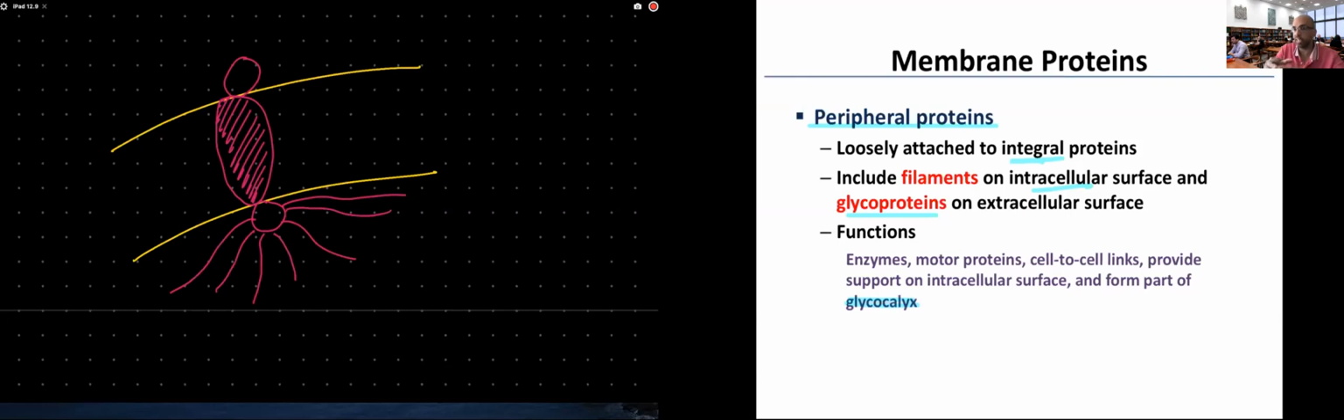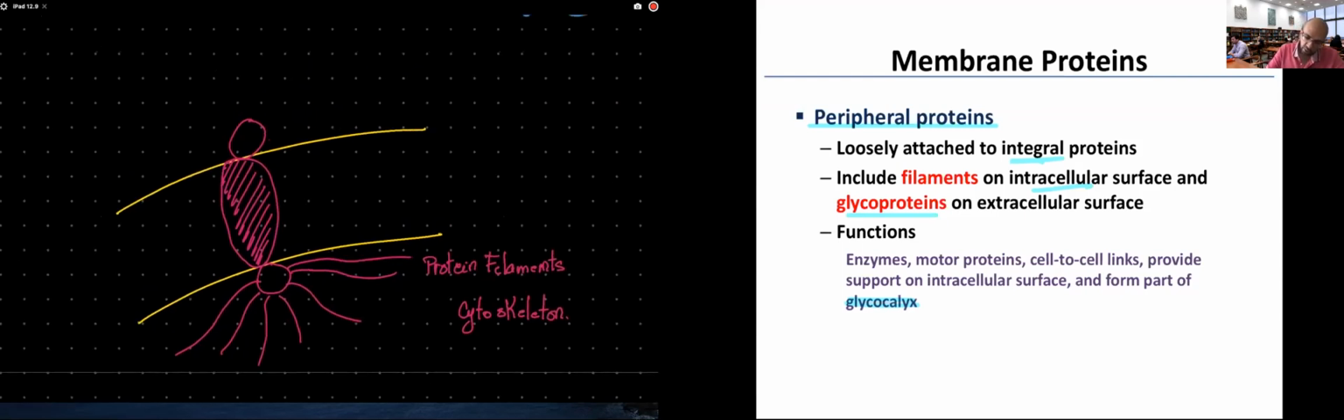So your cell has a skeleton like yours, but those are formed of protein filaments. And all those protein filaments together are what we call the cytoskeleton, the skeleton of the cell.